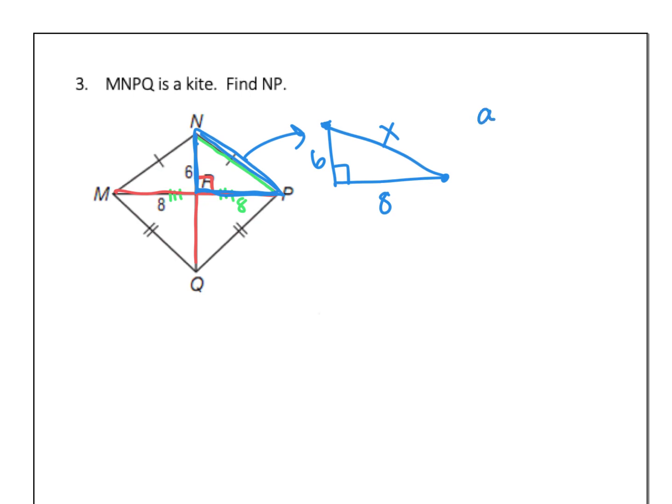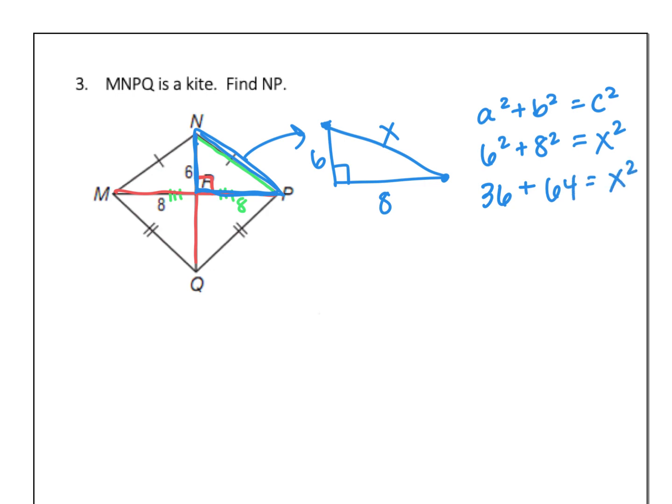If you're thinking a squared plus b squared equals c squared, you're correct. We could use the Pythagorean theorem. So the 6 and the 8 are our a and b. So we can do 6 squared plus 8 squared, and I guess I'll use x because that's what's on my picture, so equals x squared. 6 squared is 36. 8 squared is 64. And it still equals x squared.